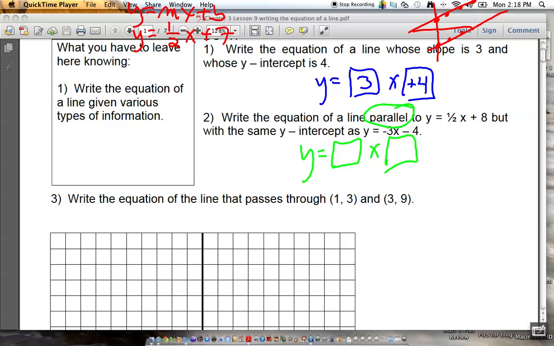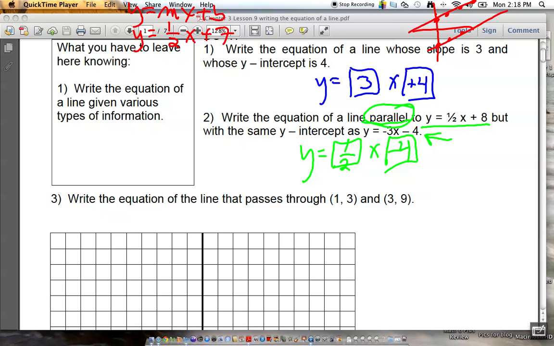So it says here, what is the equation of a line that is parallel to this line? If it's parallel to this line, then the slope is the same. What is the slope of this line? 1 over 2. So my 1 over 2 goes here. Then it says it has the same y-intercept as this line. What is the y-intercept of that line? -4. So I put in a -4. So my answer is y equals 1/2 x minus 4.